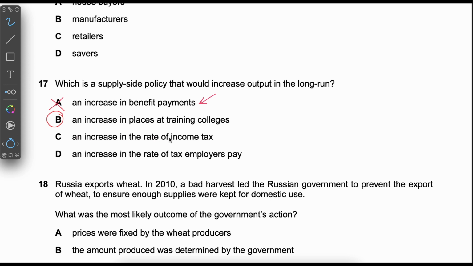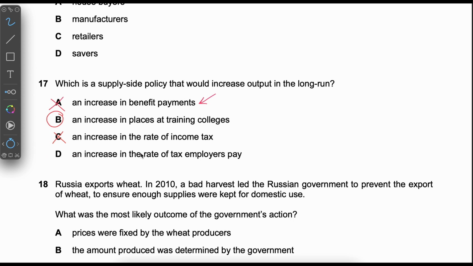An increase in the rate of income tax. Again, this is giving people the disincentive to work. They don't want to work if the rate of income tax is high. Why should I be earning money and giving so much of a percent to the government? So that's reducing the amount of people who want to join the labour force.